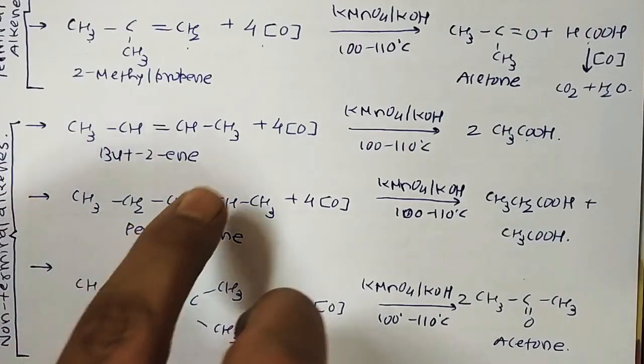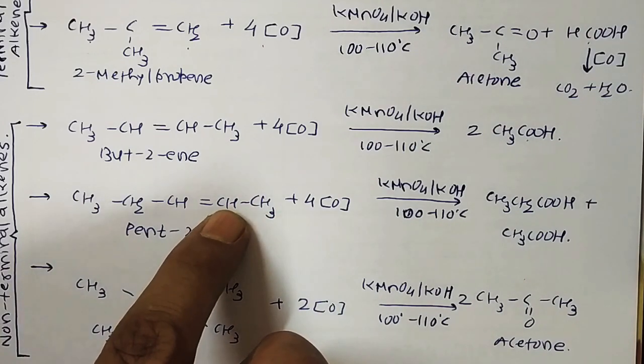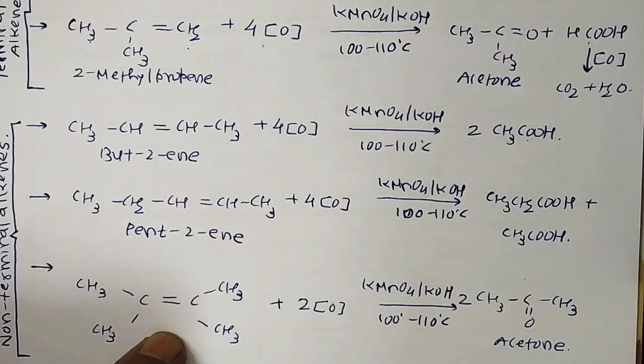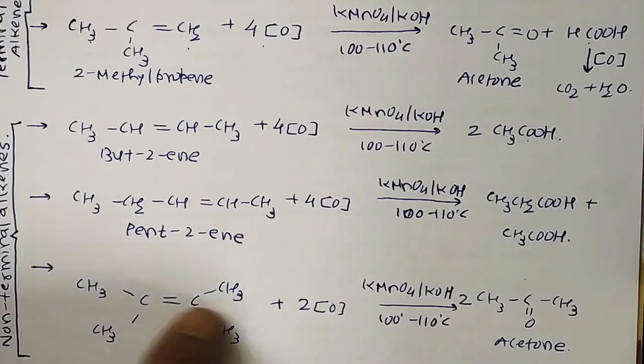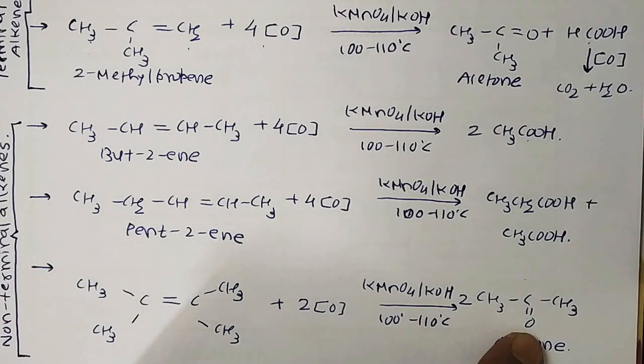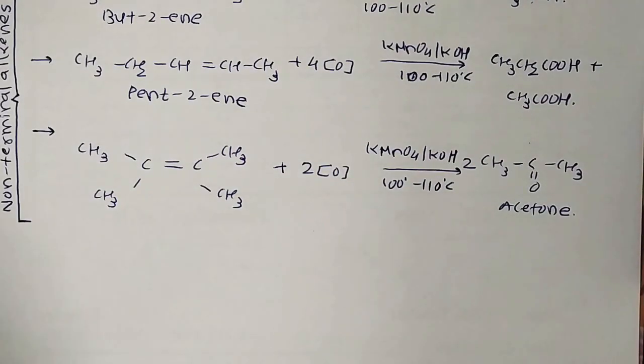In the same way here, CH3CH2COOH and CH3COOH, so two different products. But in this case, CH3C=O and CH3C=O, so we get 2 moles of acetone. So this is about the non-terminal alkene. One more portion, which we will discuss in our next session, is called oxidation with ozone. It's an interesting portion that we have to study in our next session.